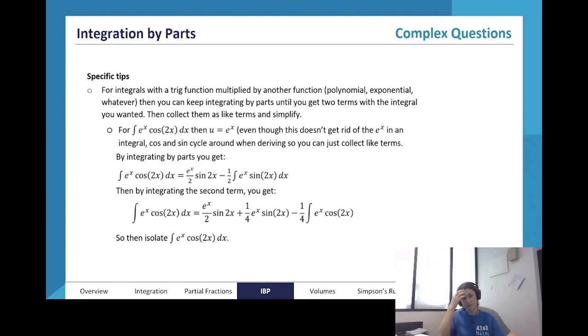Okay, the other tip that I have is if you have integrals where you have a trig function multiplied by another function, such as a polynomial, an exponential, whatever, you can keep integrating by parts until you get two terms with the integral that you wanted. Then you can collect them as like terms and simplify.